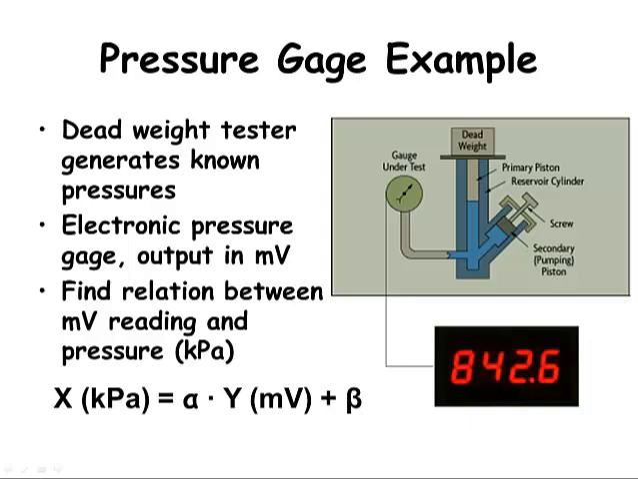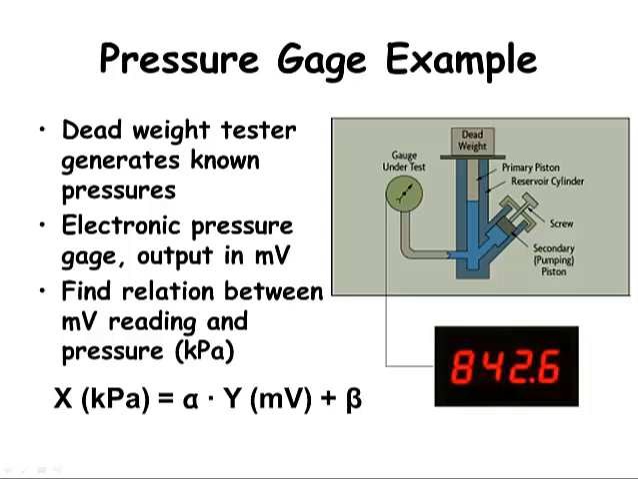The example uses a deadweight tester to calibrate a pressure gauge. You will use a deadweight tester in a lab later in the semester. Deadweight testers are devices that can create known pressures very accurately. They are commonly used to calibrate pressure transducers.